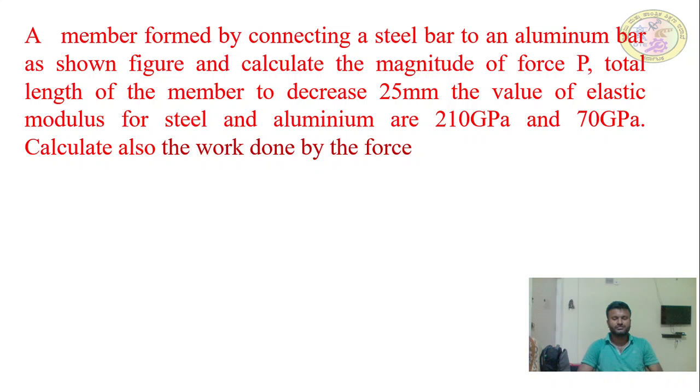I will read out the question. A member formed by connecting a steel bar to an aluminium bar as shown in the figure. Calculate the magnitude of force P that causes the total length of the member to decrease by 25 mm. The values of elastic modulus for steel and aluminium are 210 GPa and 70 GPa. Calculate the work done by the force. Very good question. Can you solve this?